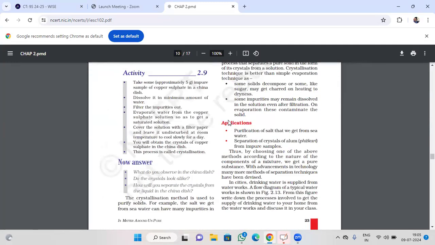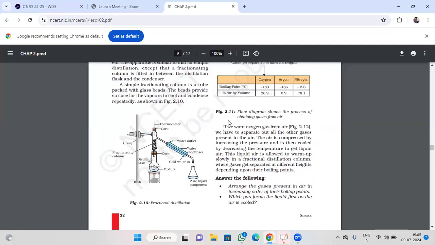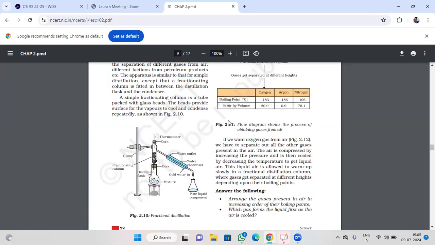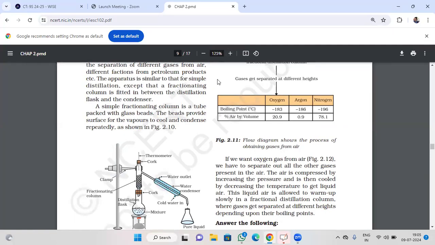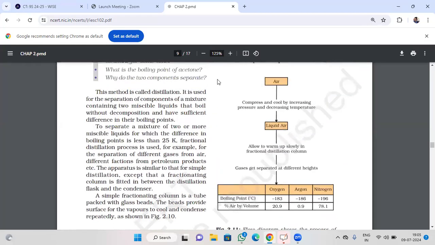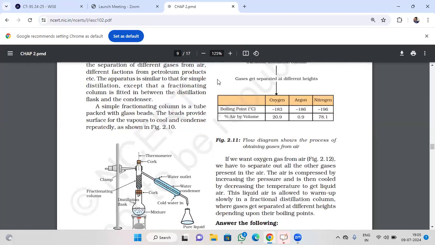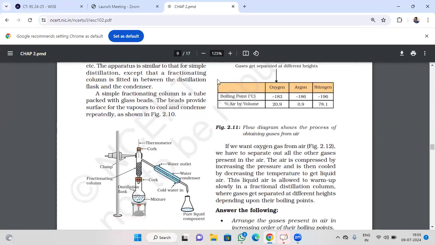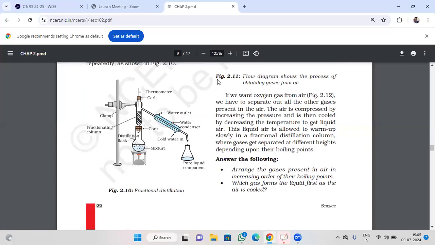Sir, actually, in the new textbook, all these parts are deleted. Can you scroll up? The next chapter is elements, compounds, and mixtures. In this you have just elements and compounds. In the next chapter you have atoms and molecules. Sir, in the new textbook, all these parts of this chapter are deleted.